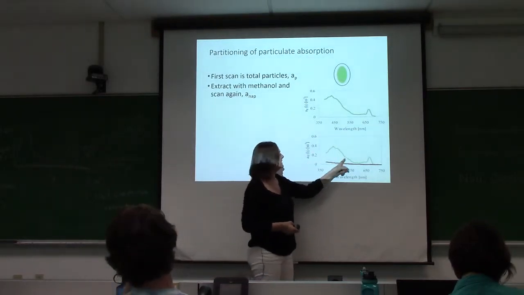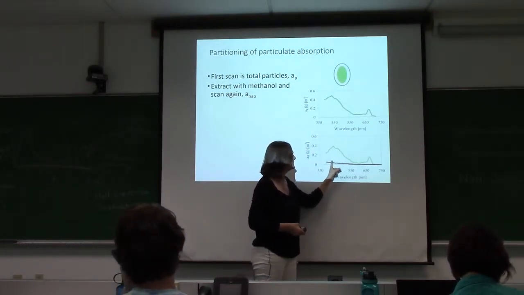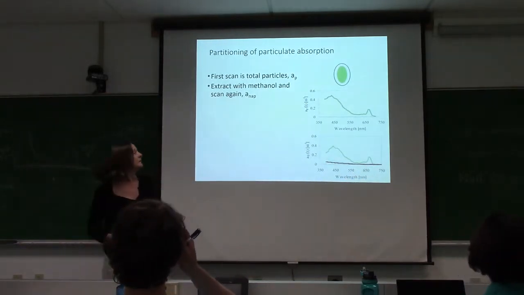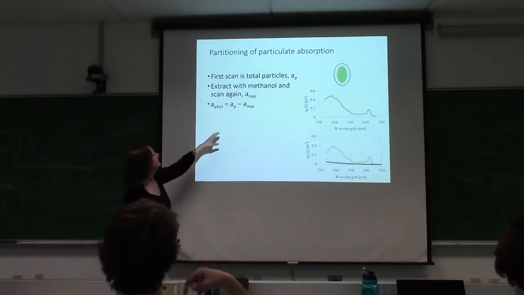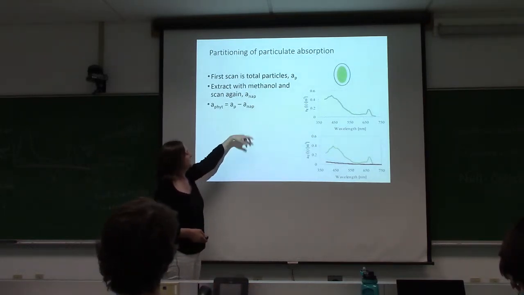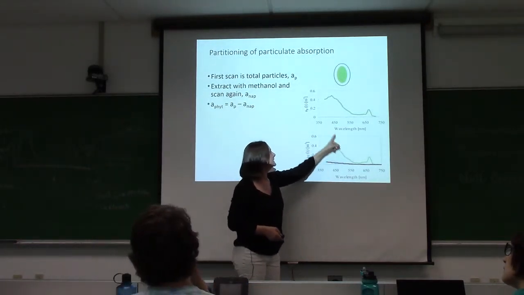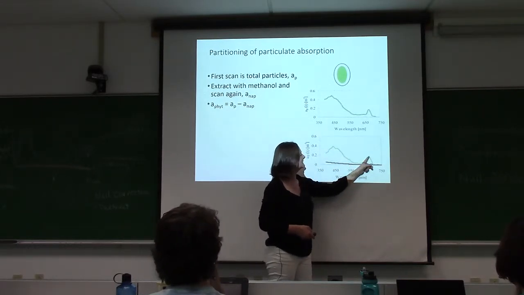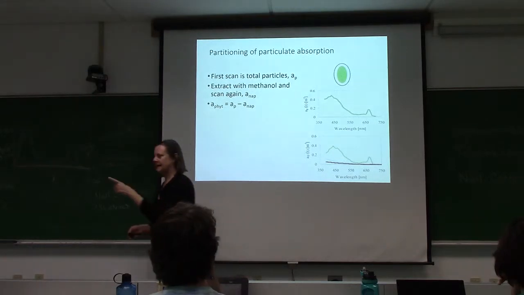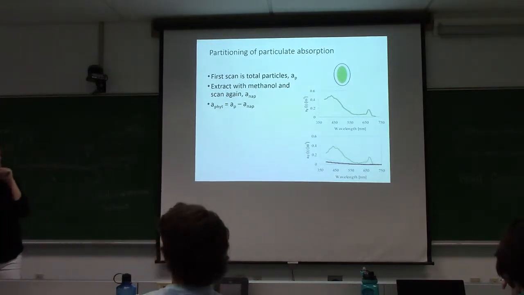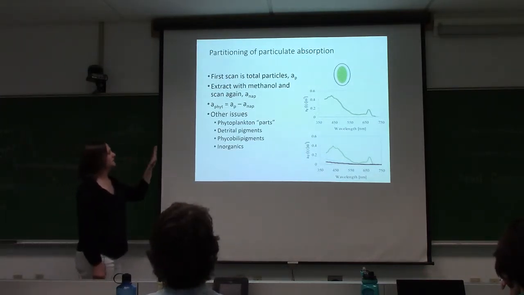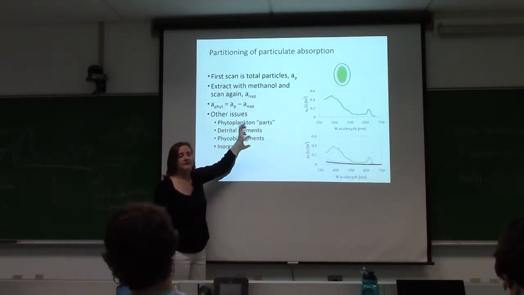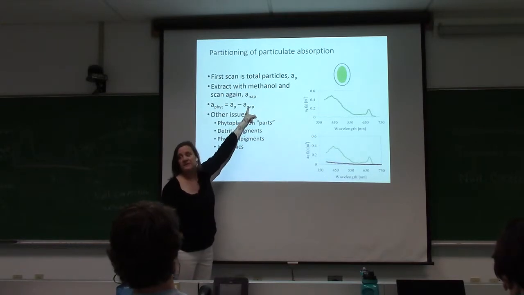So particulate, there's your scan of non-algal particles, and then you subtract them, and you get the phytoplankton curve. Total particles, non-algal particles, and phytoplankton. So we'll do that in lab. Just remember that the phytoplankton parts, the cellular material that doesn't have pigments, shows up here, which is fine.